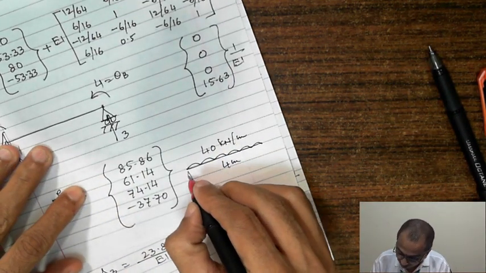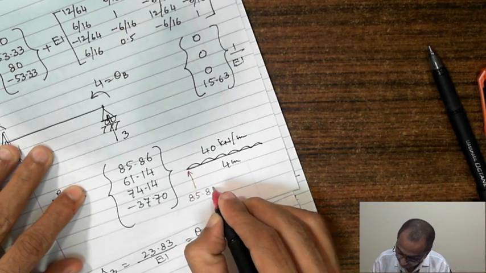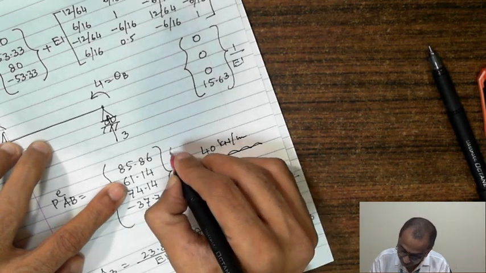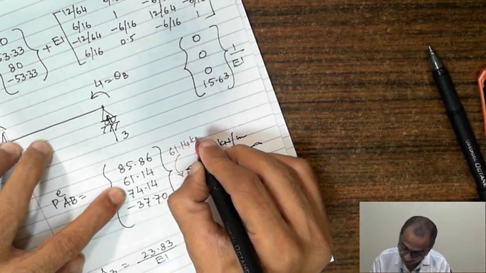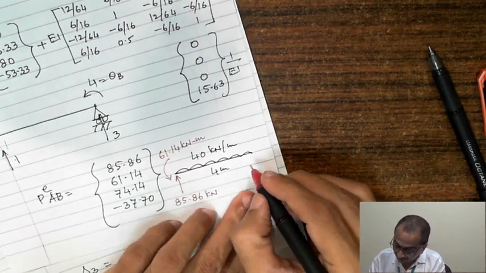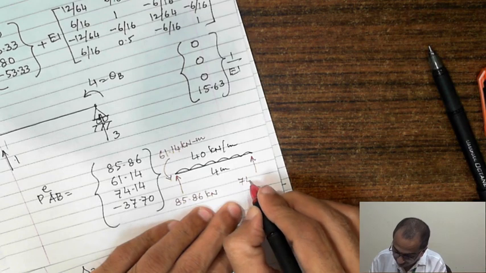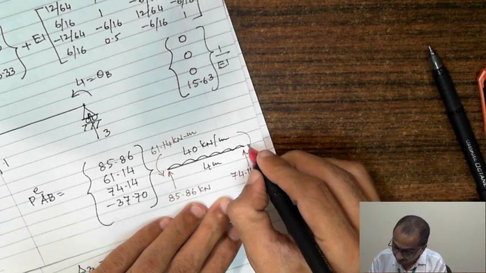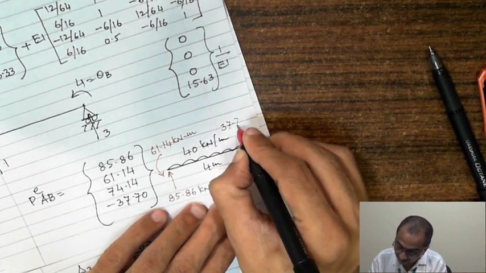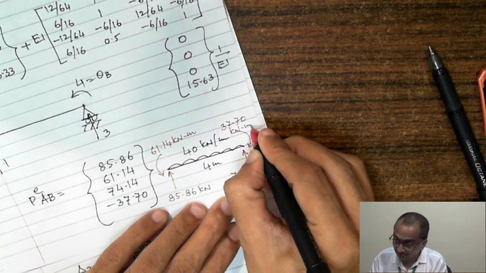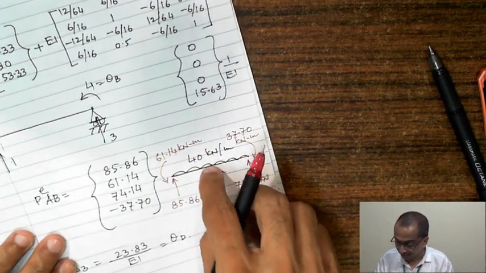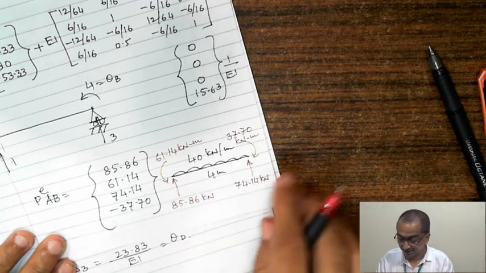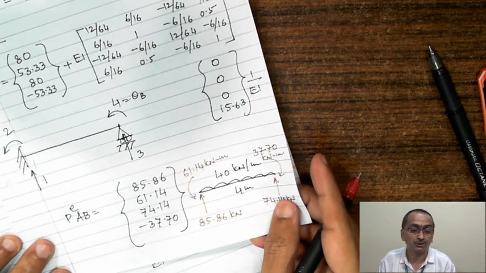This is 85.86 kilonewton. This is 61.14, positive, which means the assumed direction is right, 61.14 kilonewton meter. This is 74.14, positive, 74.14 kilonewton, and this is minus 37.7, so it is clockwise, 37.70 kilonewton meter. My friends, we are getting a check: 40 into 4, 160 downwards. Now add these up, this is also 160 upwards. So I am getting a check. This is the first check that my calculations are right.